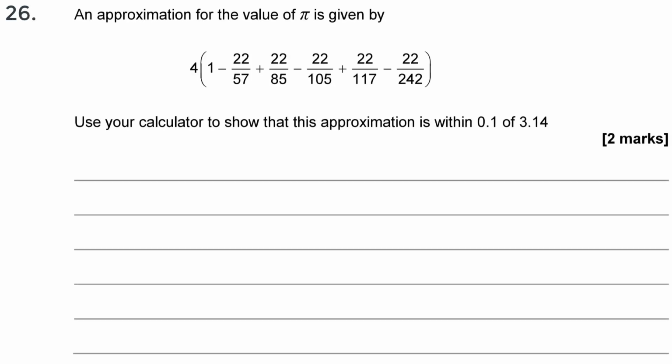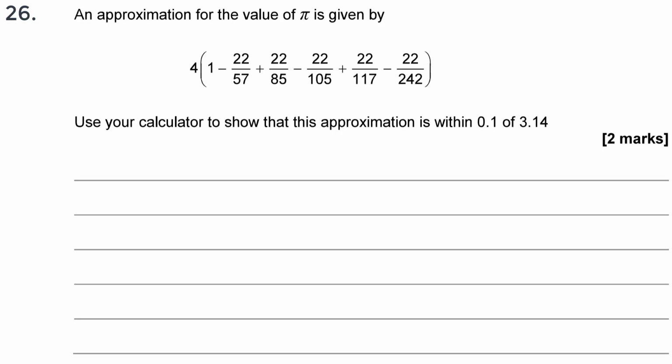Now, an approximation for the value of pi is given by this kind of strange formula here. 4 lots of 1 minus 22 over 57 plus 22 over 85 minus 22 over 105, etc., etc. Use your calculator to show that this approximation is within 0.1 of 3.14. So basically, we've just got to type that into the calculator and see what we get. Okay, let's do that then.